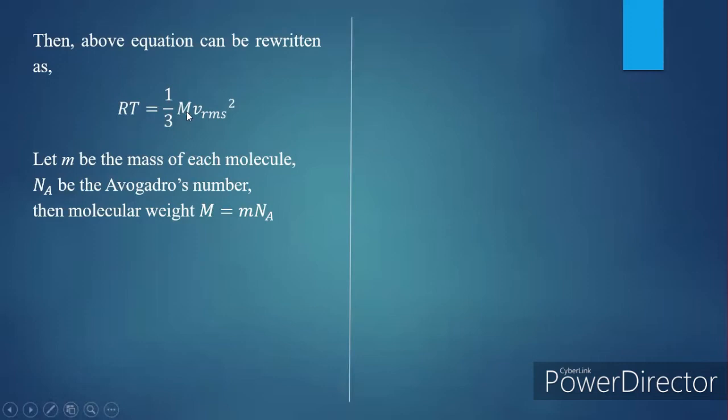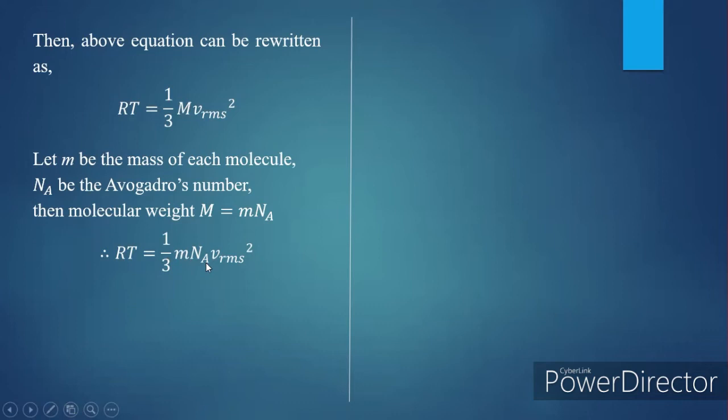You substitute this. In place of capital M, you substitute. So therefore, you will get RT is equal to 1 by 3 into m into Na into V RMS square. So I have substituted for capital M. What did I do in place of capital M? I have substituted small m into Na. Okay, small m into Na.